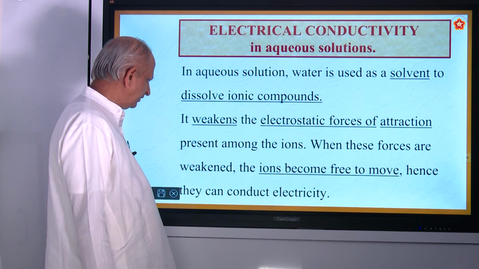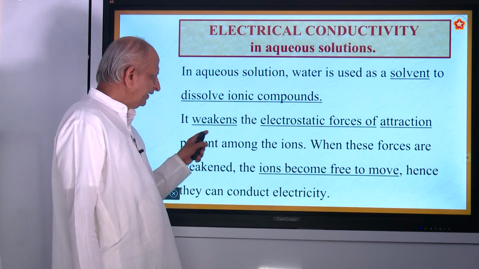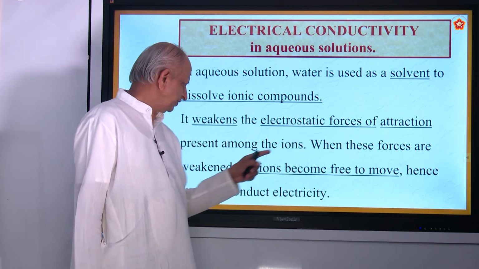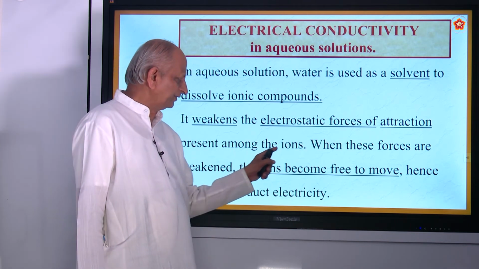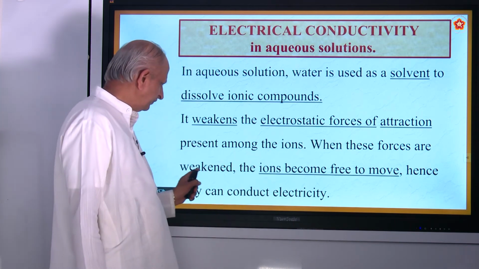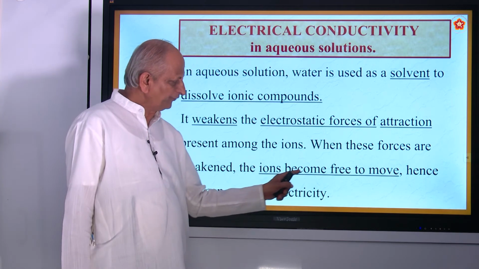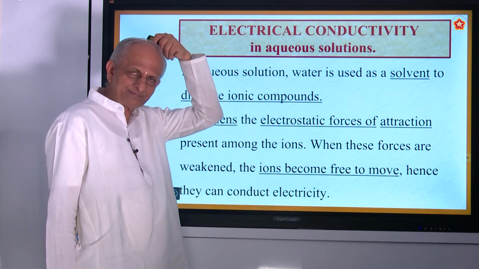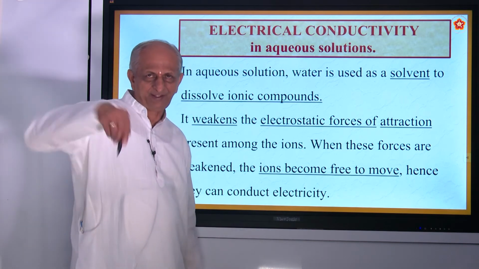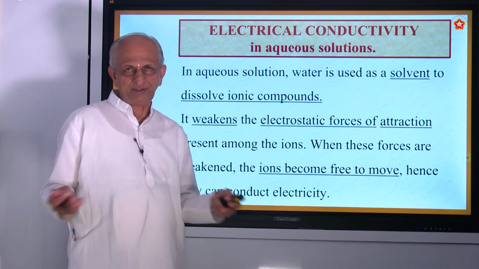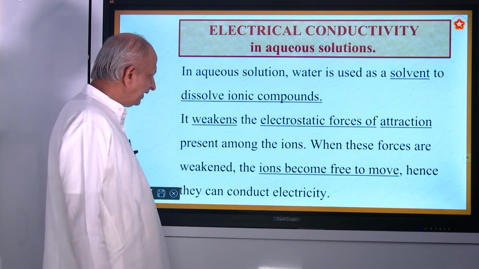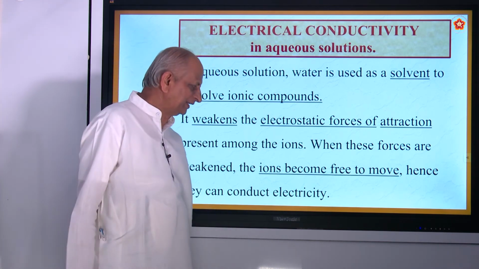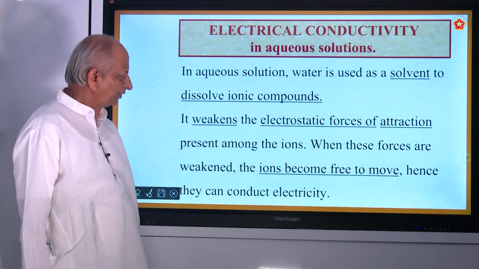Copper sulfate solution. Water weakens the electrostatic force of attraction present among the ions. When these forces are weakened, the ions become free to move. Hence, they conduct electricity. So when water is added, the ions become free. And when they are free to move, it conducts electricity. Okay?